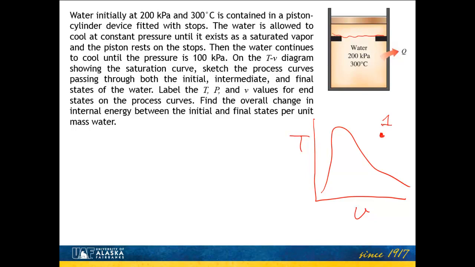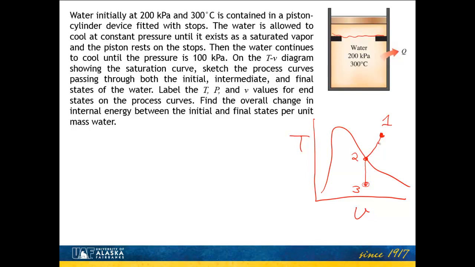Now when it's cooled, it's going to decrease in volume. It does it at constant pressure, so I'm going to follow an isobar down until it becomes a saturated vapor, and that happens to be right when it hits the stops. Now we continue to cool, and at that point we are at constant volume. We're going to come straight down, and that is my final point. So I'm going to call the intermediate point 2, and my final point 3.